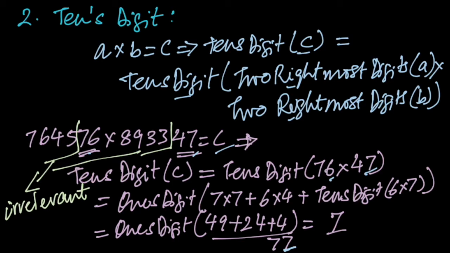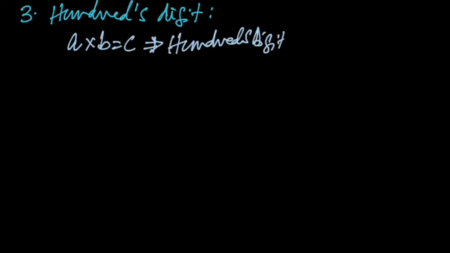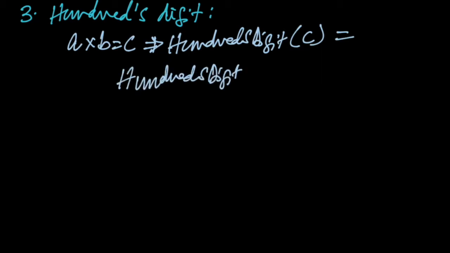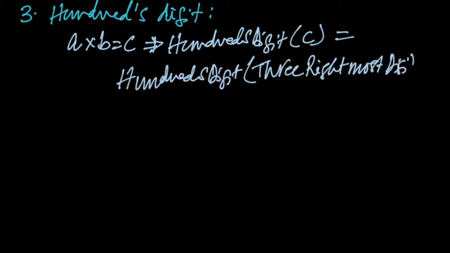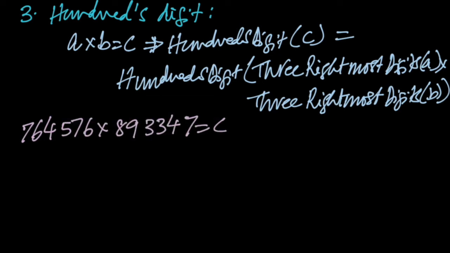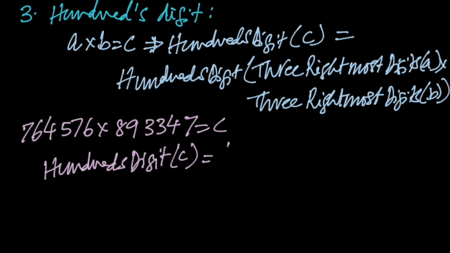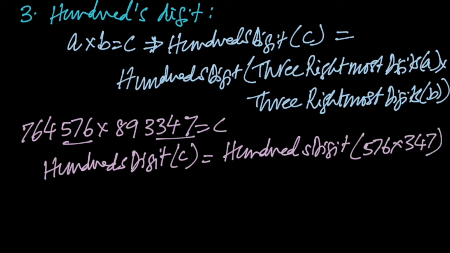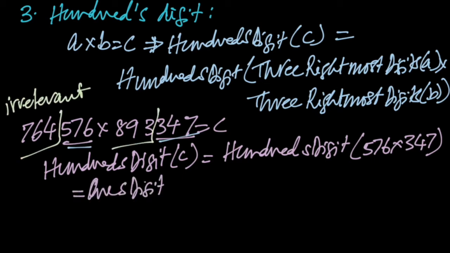So now let's take the third case, checking the hundreds digit. Again we take a similar example. Here we have to take three rightmost digits. We take the same example. So here we are taking three rightmost digits, and the rest of the numbers are irrelevant.